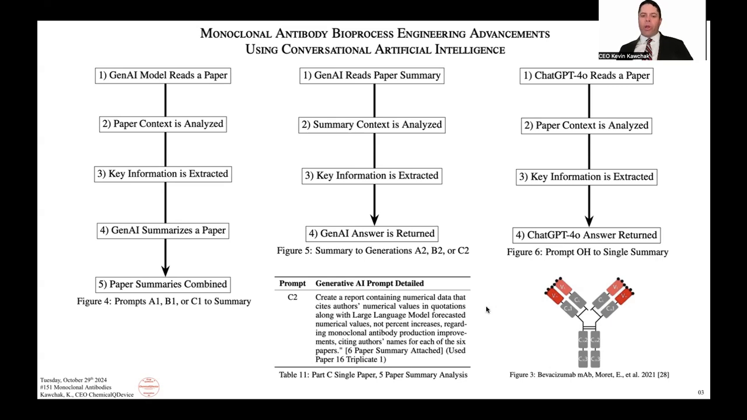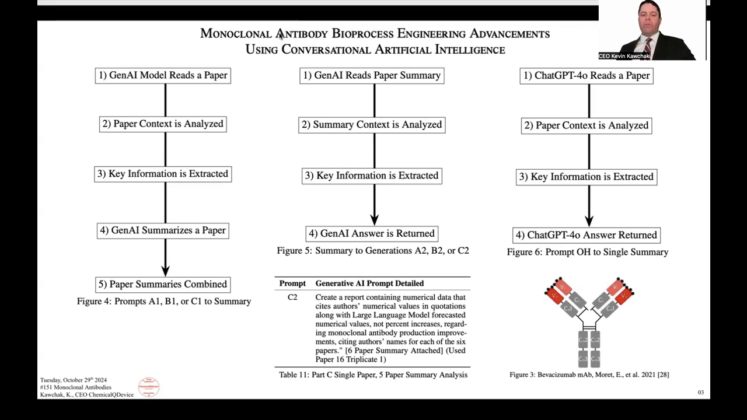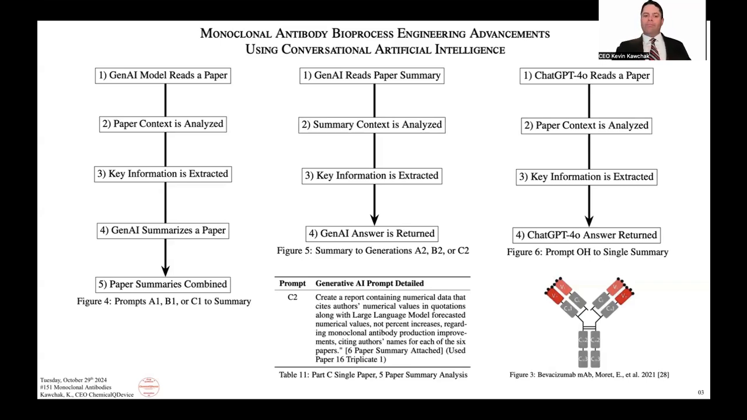So I said, create a report containing numerical data that cites authors' numerical values in quotations, along with large language model forecasted numerical values, not percent increases, regarding monoclonal antibody production improvements, citing authors' names for each of the 6 papers. Okay, so that's an example of basically, in the previous prompt in C1, I get all the individual paper summaries as it relates to this specific task of machine learning with large language models. And in this case, I think it was reinforcement learning and Bayesian optimization. And then the paper goes into it in much more detail.